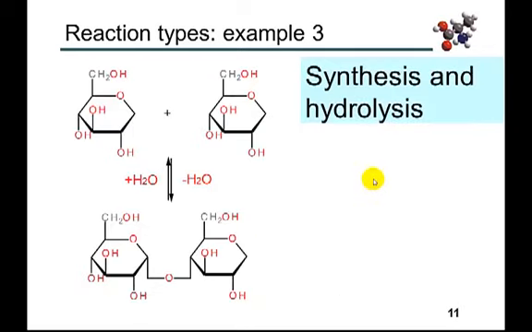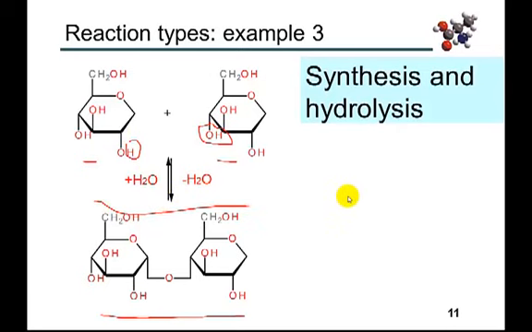Synthesis and hydrolysis. Classically, a hydrolysis reaction, so that's where we go from, in this case, a disaccharide to these two monosaccharides, is produced by addition of water. Now, conversely, if we lose water, for example, we lose that OH group and perhaps that hydrogen, we produce the disaccharide down there in a synthesis reaction.